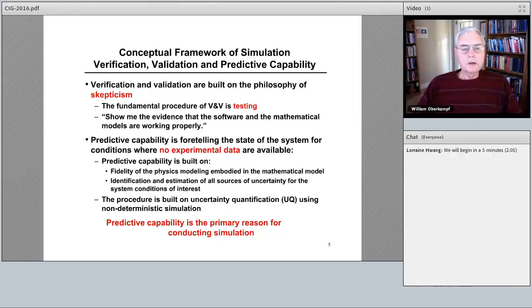And at the end of the talk today, when I get into predictive capability, I'll particularly talk about that. Predictive capability is the primary reason for conducting simulation. And the reason I say that is that some people say, you know, it's really all about validating your models. Well, that's an important piece. But we are primarily building models, spending a great deal of money and time on making predictions where there is no data.